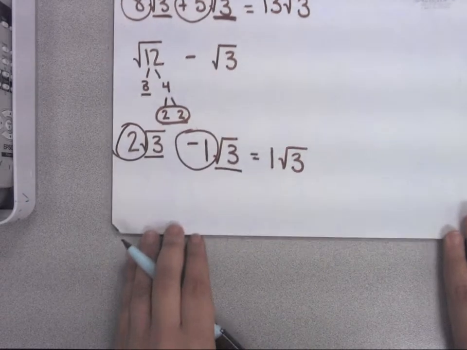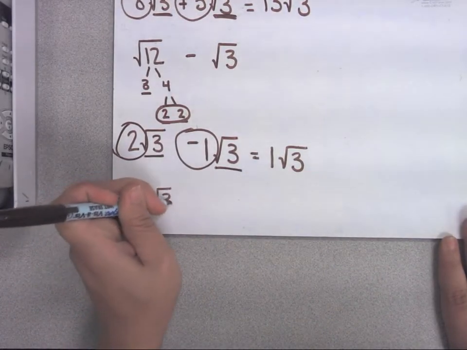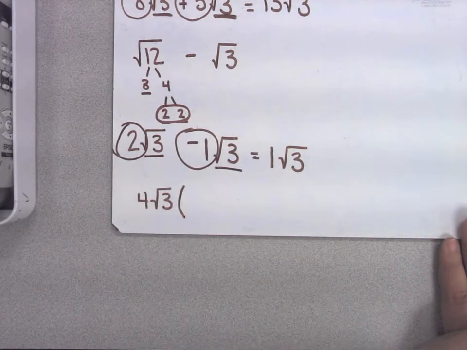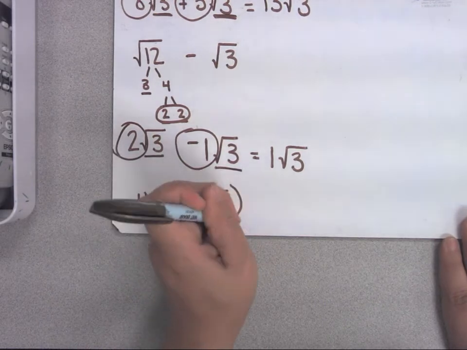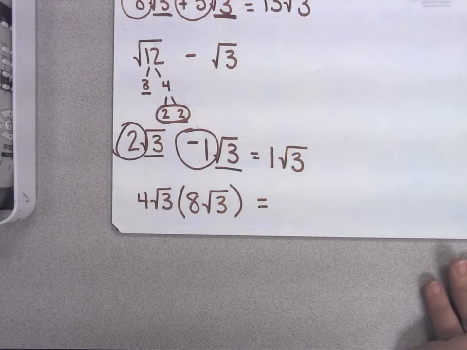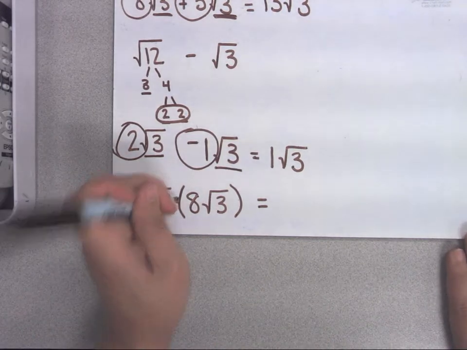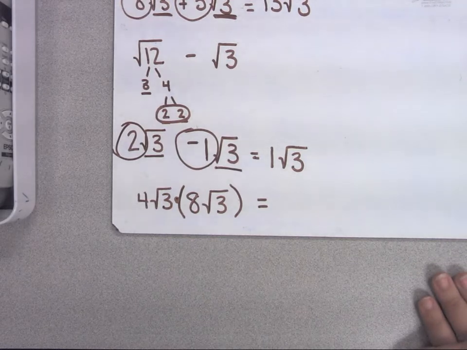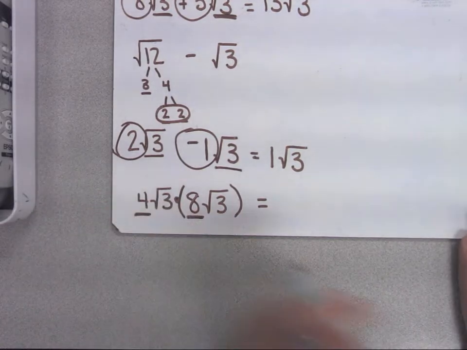Okay, what about, now it's just a multiplication. How about 4 square root 3 parentheses 8 square root 3? What do those parentheses mean? What operation? Distributing, which means what operation? Multiplication. How do we multiply again? What things can be multiplied together? Matthew. Outsides with outsides, insides with insides. So 4 and 8. So what's 4 times 8?